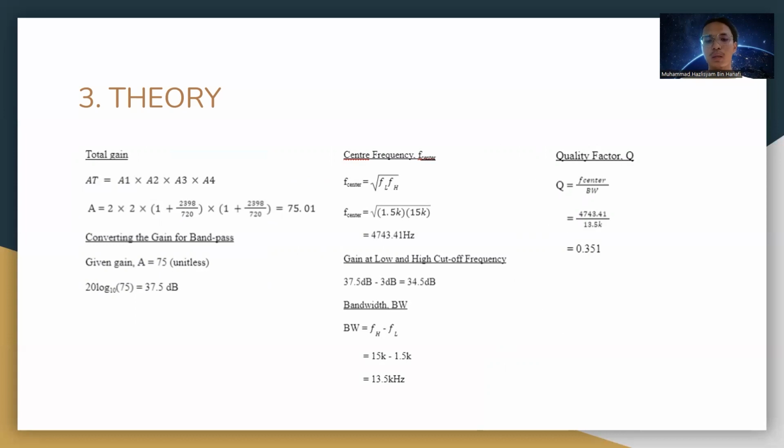For bandwidth, we get 13.5 kilohertz, and for quality factor, we get 0.351.